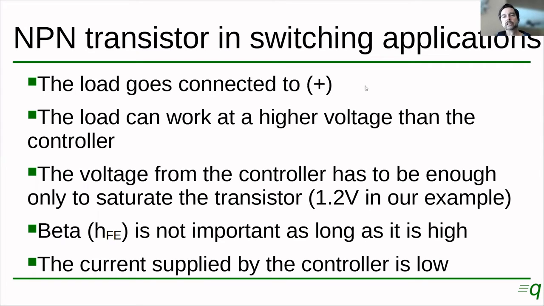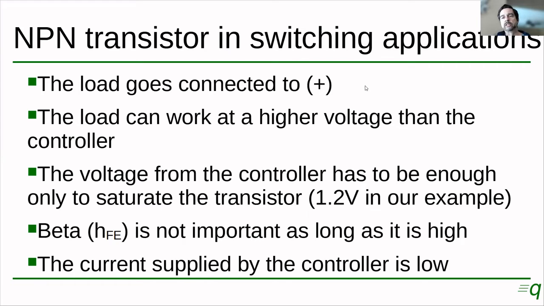And the voltage from the controller has to be enough only to saturate the transistor. In the example in the previous slide, it was about 1.2 volts, right? So it doesn't have to be powered by the same supply as the load, right? So you could have a controller working with 3.3 volts, controlling a load that requires maybe 24 volts, okay? Beta or HFE is not very important as long as it is high.